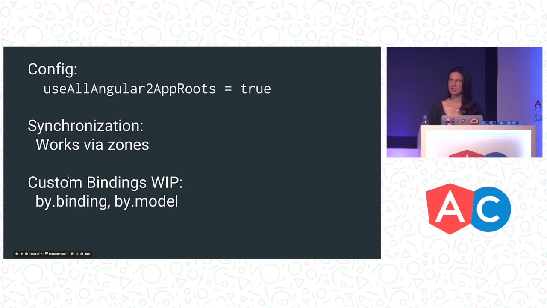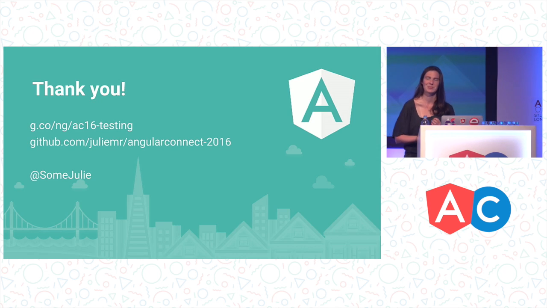All right, that's about all the time I have. So as a quick wrap up, for end-to-end tests, in your configuration file, use that all Angular 2 app routes flag, and it'll work with zones. We're still working on figuring out what to do with by binding and by model for Angular 2, but hope to have some updates on that soon. Thank you very much.